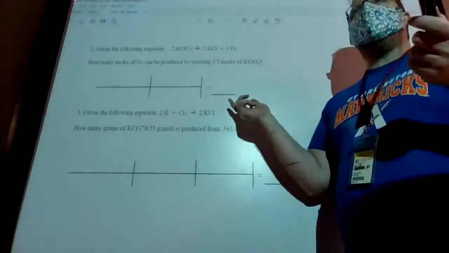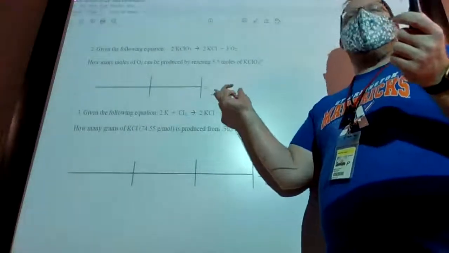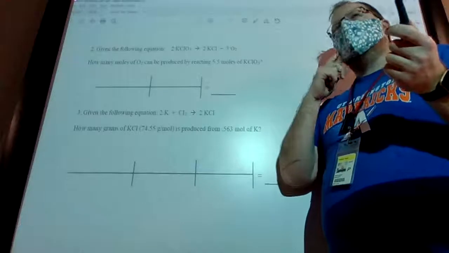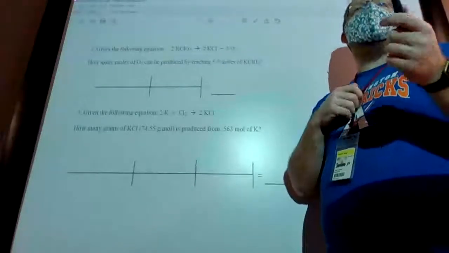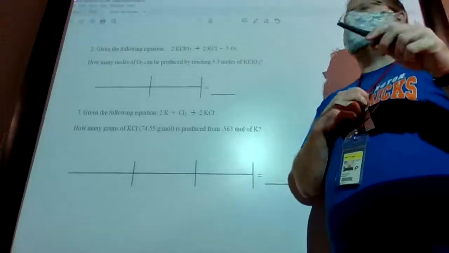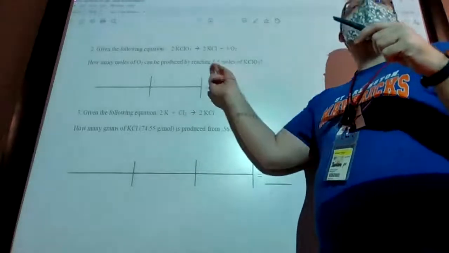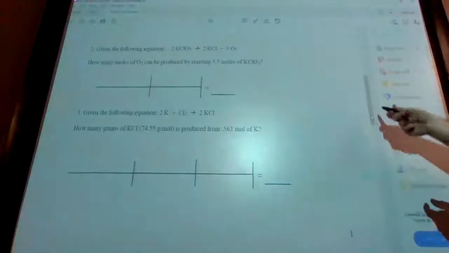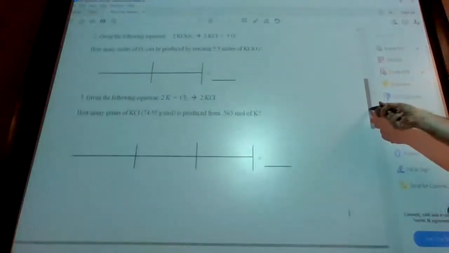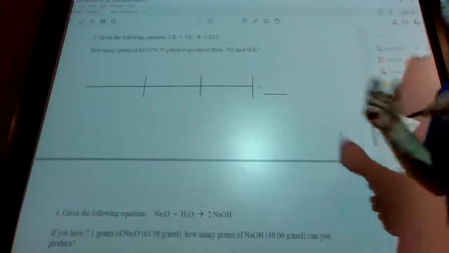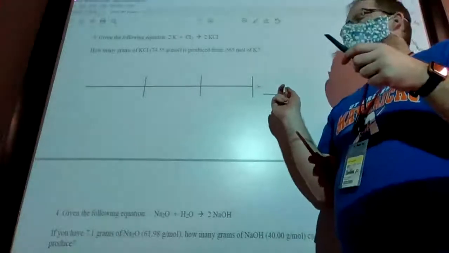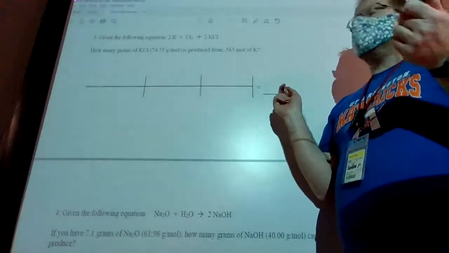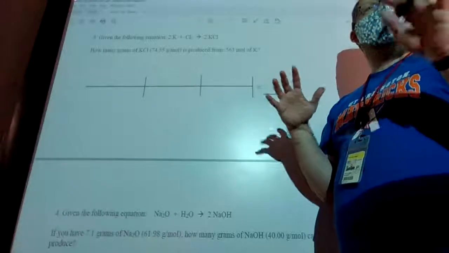Now, the second one we set up, what was the answer y'all got? It was 8.25, and everybody got 8.25? Yeah, so this was 5.5 times 3 divided by 2, right? So 8.25 for the final answer on number two. Number three for the final answer, what'd y'all get? 41.97. Did everybody get something close to that?